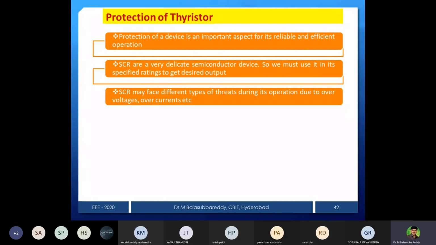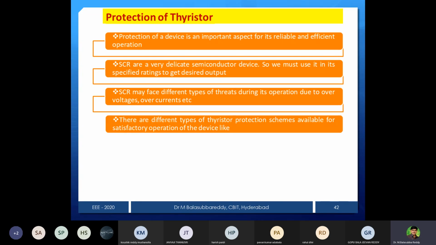The device faces different types of threats during operation, either overvoltage or overcurrent. Both cases will be there. Overvoltage problems will be there, and overcurrent problems also will be there. So there are different types of thyristor protection schemes available for satisfactory operation of the device. These protection schemes are going to be explained now.